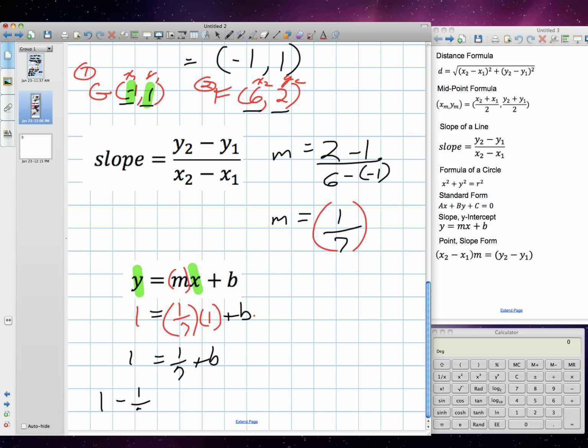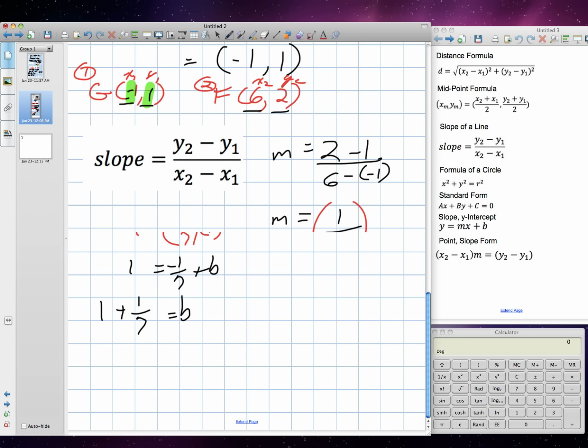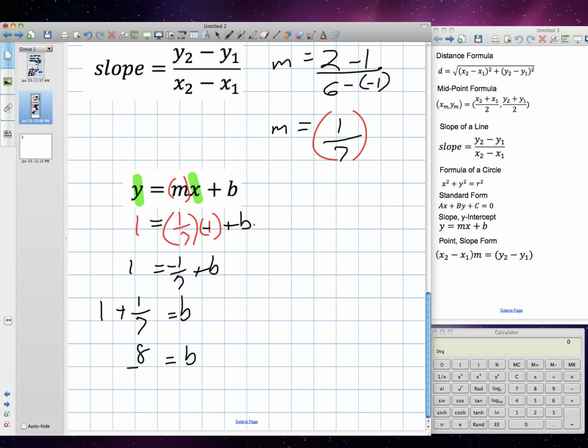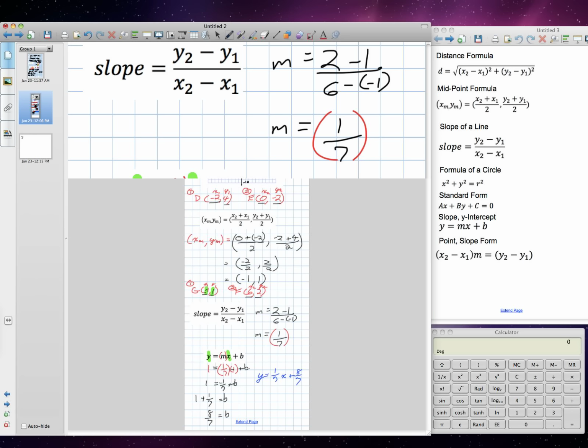When I move 1 over 7 to the other side, I get 1 subtract a 7th. Sorry, did I put that? No, like the y. Oh, sorry, it was negative 1. So that becomes negative, this becomes positive. And then when we add them together, b is equal to 8 over 7. So our final formula here, y is equal to a 7th x plus 8 over 7. That was our final answer for that question.